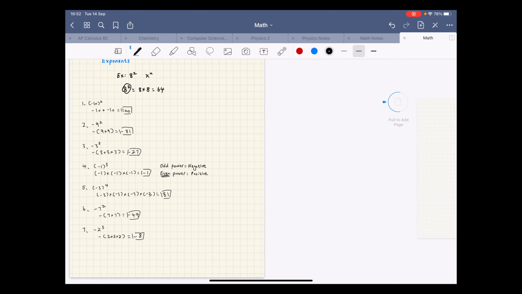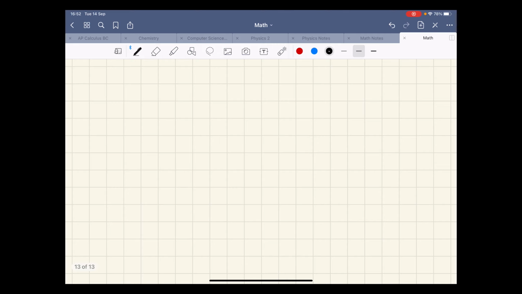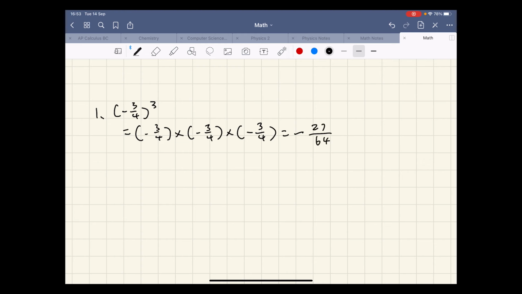Now let's do some questions with exponents with fractional bases. These ones are going to be a bit harder, but you can use the same concept. Negative 3/4 to the third power. Here you can just do negative 3/4 times negative 3/4 times negative 3/4. And since it's raised to an odd power, the answer is going to be negative. On the top you get 27 and on the bottom you get 64. So the answer is negative 27 over 64.